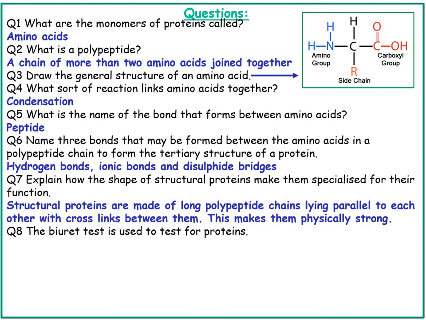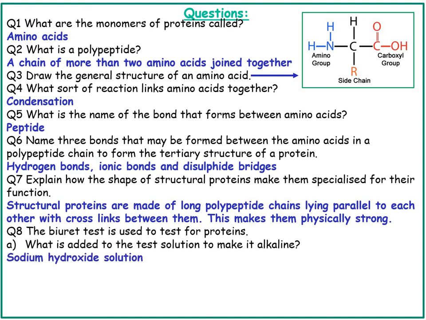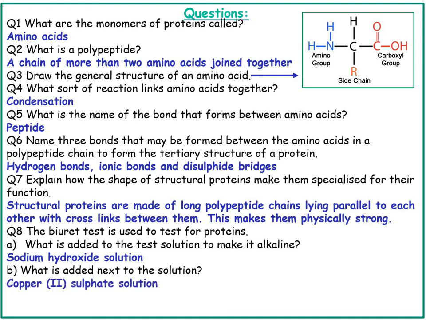The Biuret test is used to test for proteins. What is added to the test solution to make it alkaline? It is sodium hydroxide solution. What is added next to the solution? It is copper 2 sulfate solution. What would a positive test result look like? It would be purple or violet.